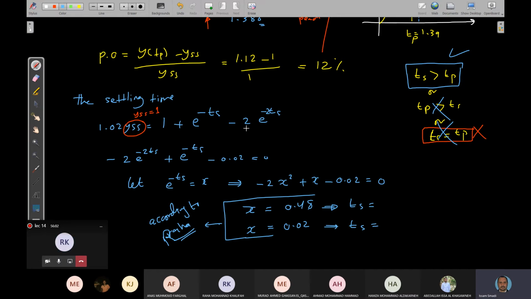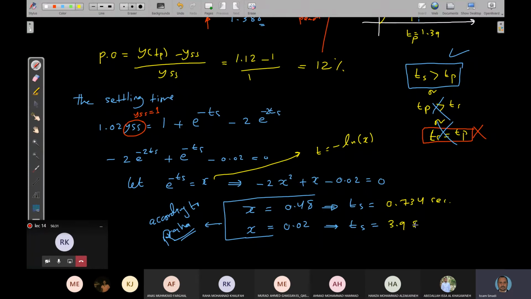You know how to evaluate. I will evaluate from here. I will say that t is equal to minus ln x. Okay. So the first one, 0.734. Okay, the second one, TS here, 3.9.